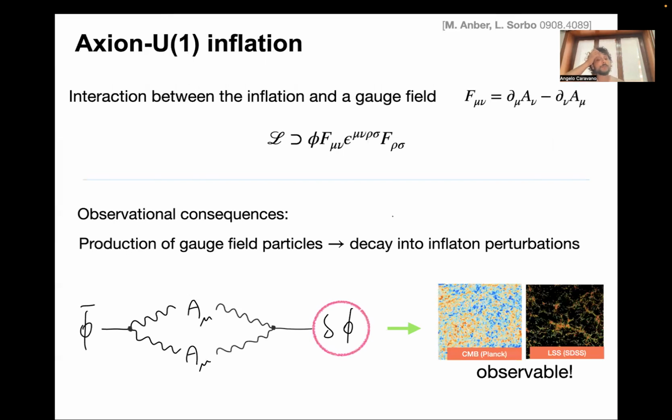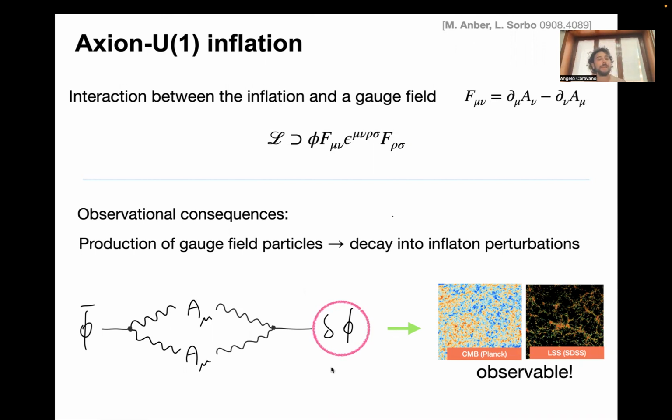Now, thanks to this interaction, there are some observational consequences, because, making the long story short, if this interaction is present during inflation, there will be an exponential production of gauge field particles induced by the background. So the inflaton background is going to induce an abundant production of electromagnetic field. And when this electromagnetic field is produced, it is going to decay back into inflationary perturbations, delta phi, the perturbations of the inflaton, which, as we discussed in the last slide, is what we observe.